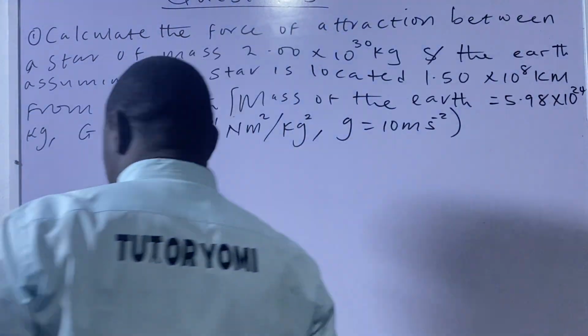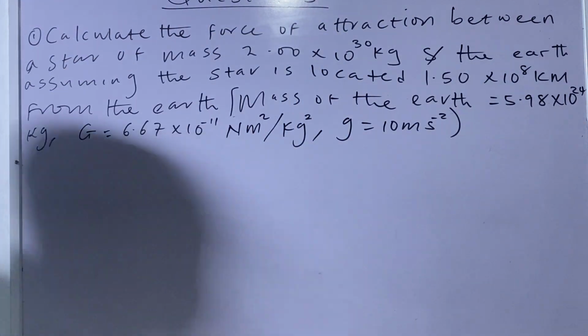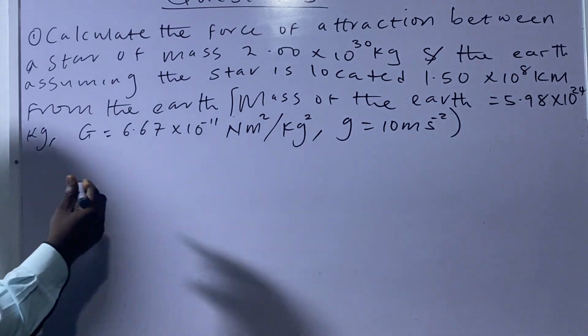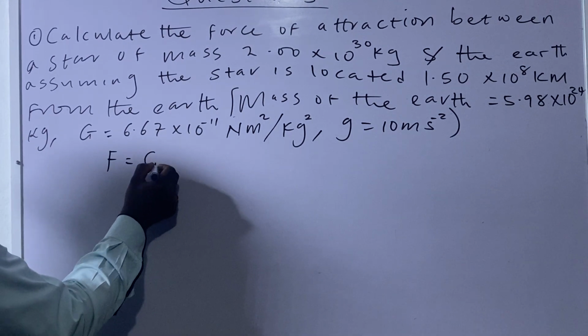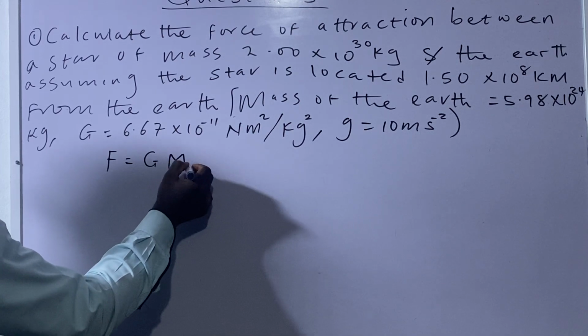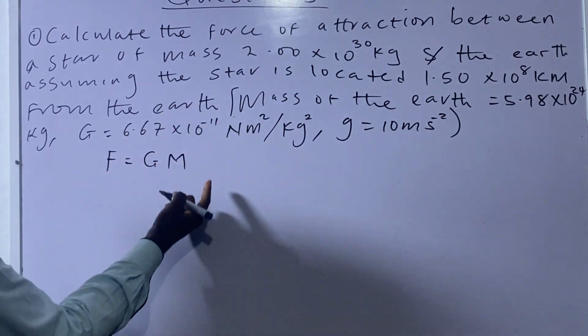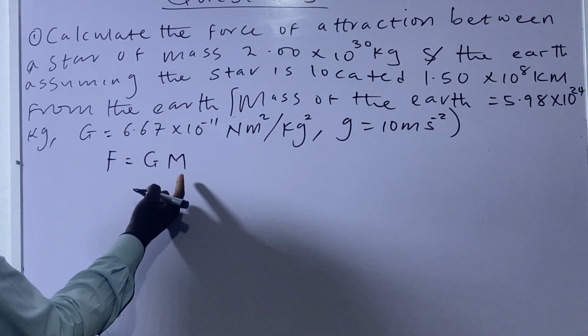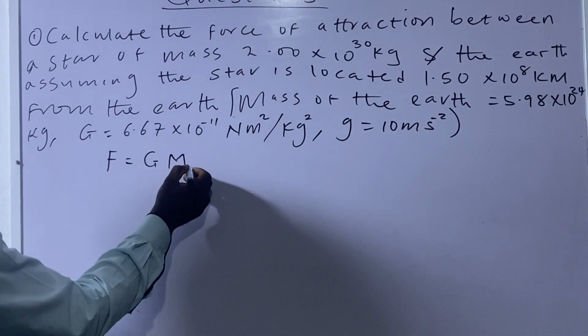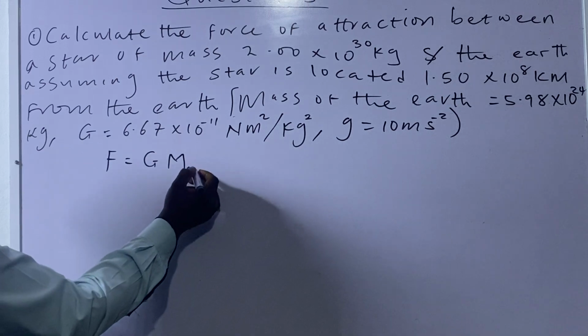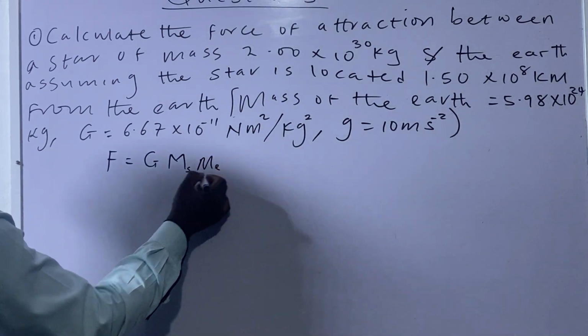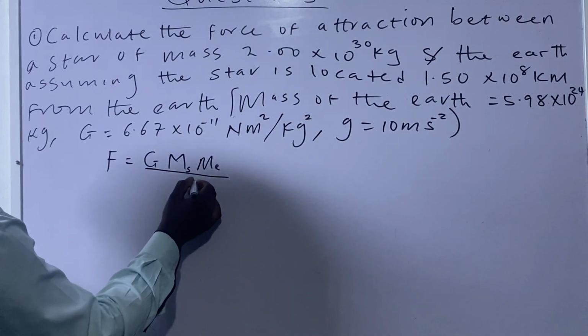Okay, so a question like this is actually very simple. There's nothing there at all. It's just for us to bring in our formula. So we introduce our formula. All the parameters are given. So we are told of the mass of the star. Okay, so let me use X, and the mass of the earth, so let me use E. Okay, then we have this.